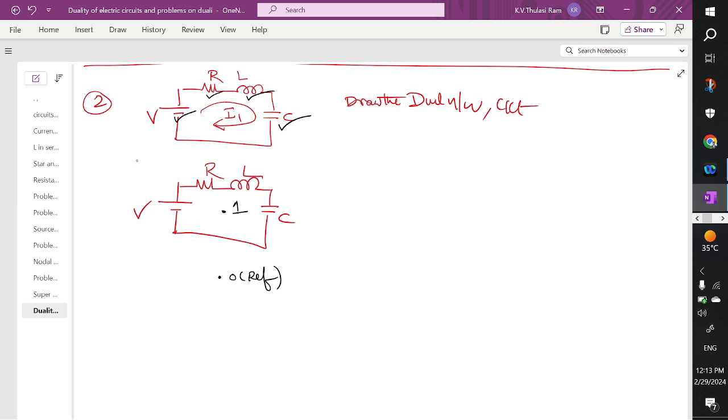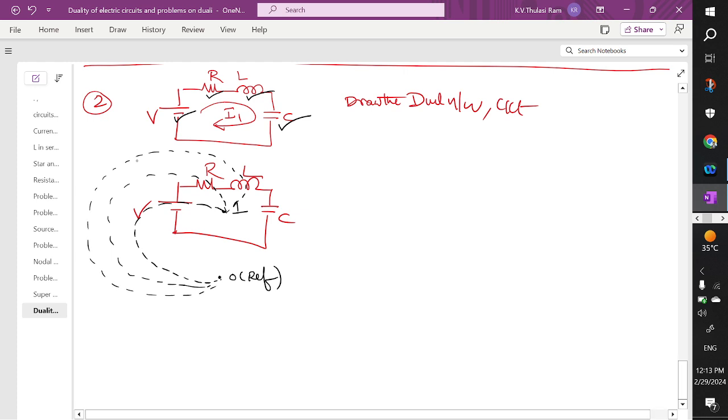Similarly, node 1 also will touch all of them, so draw the dotted line. Draw 1 to 0 touching R1. Draw 1 to 0 touching the inductor. Similarly, draw 1 to 0 touching the capacitor. You can see here all the elements are traveling from 1 to 0 with respect to their elements. And I already told you the current travels in this direction, from reference to 1.